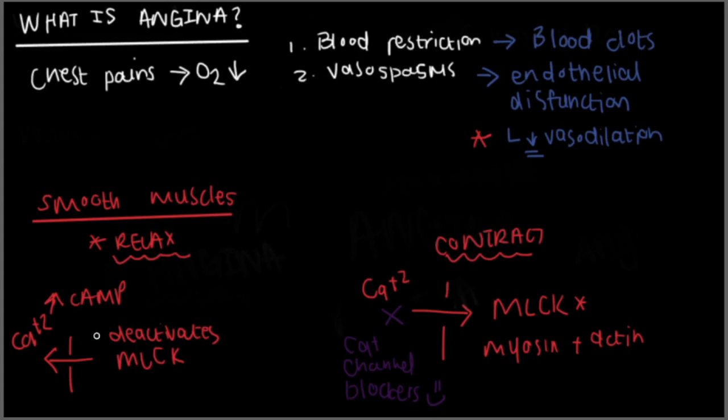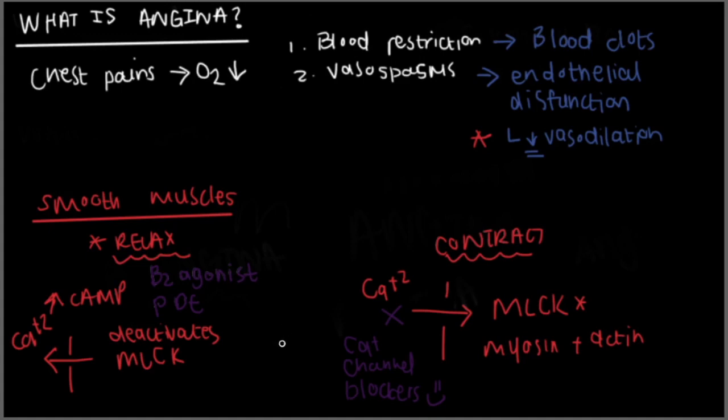Medications that work at this mechanism will be your beta-2 agonists that are used in asthma treatment, although it's not relevant for the treatment of angina. And also your PDE inhibitors like sildenafil. But we will have a look into that mechanism a little bit later because it's somewhat more complex. I just wanted to highlight how smooth muscles relax and contract for us to understand the pathophysiology of angina and why we are using certain drugs to treat angina.